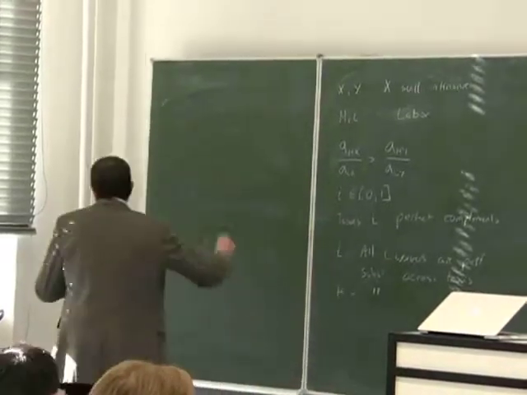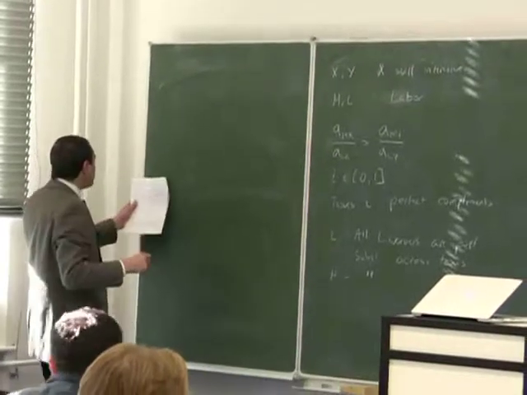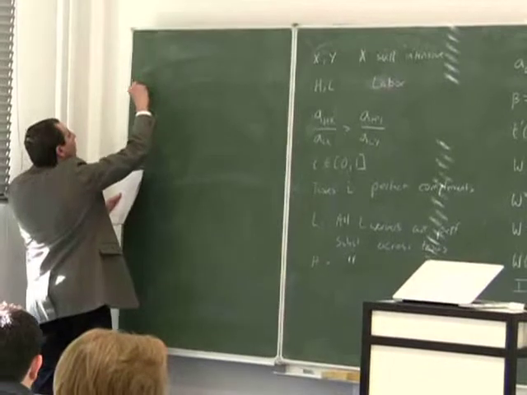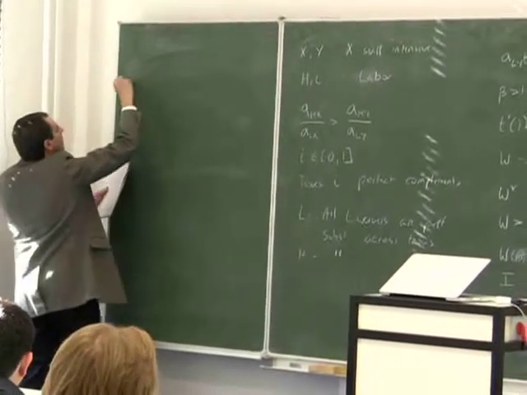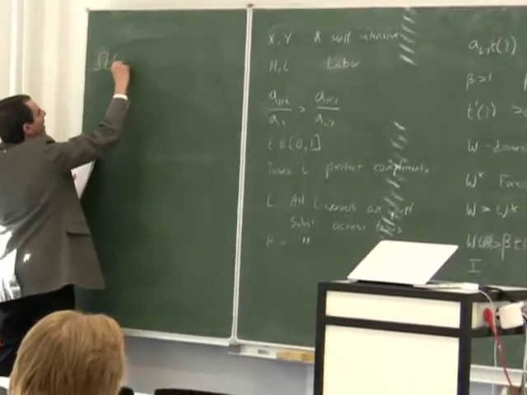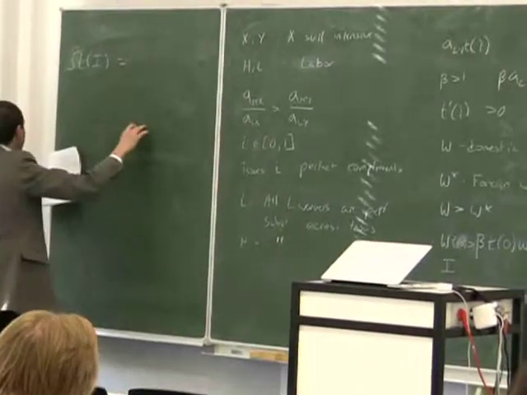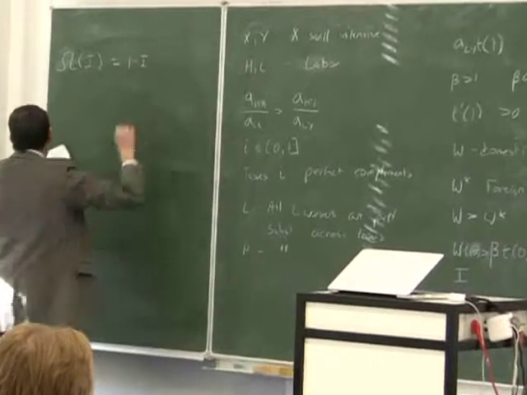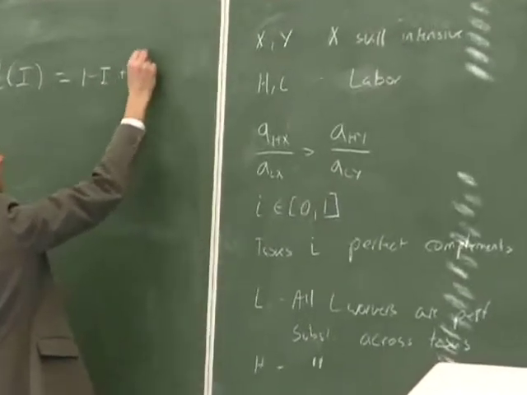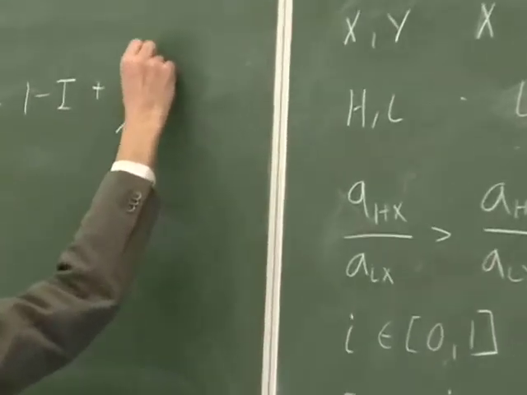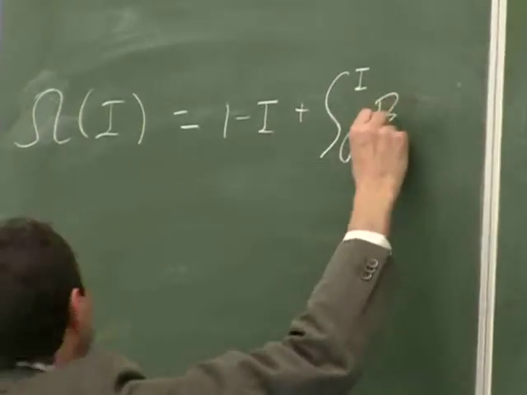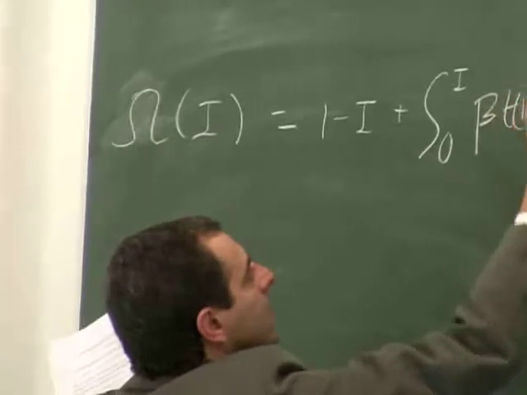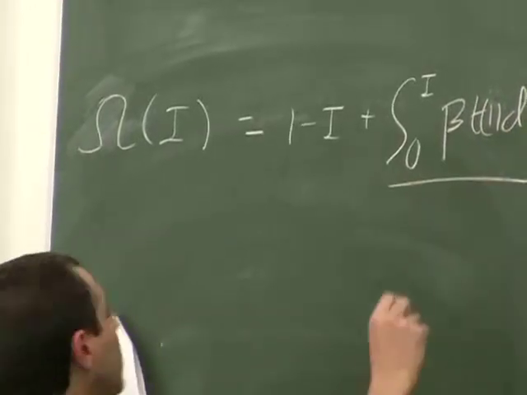Okay, so it's useful to define the following. This omega_j is going to be equal to 1 minus I plus the integral from 0 to I of beta times T_i di over T_i.